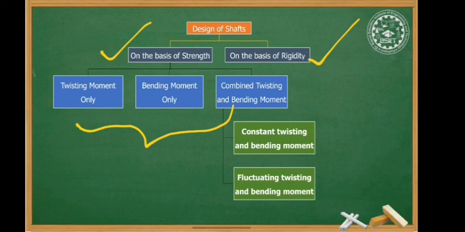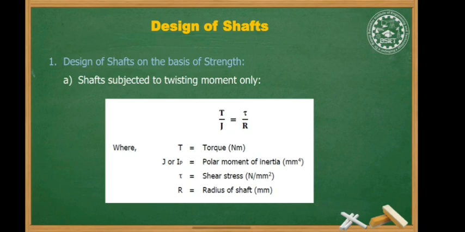Again this third group, that is combined twisting and bending moment, is subdivided into two groups: combined twisting moment and bending moment with constant twisting moment and bending moment, and the second one is fluctuating twisting and bending moment. So let's see one by one. First is design of shaft on the basis of strength. In this group, the first subcategory is shaft subjected to twisting moment only.